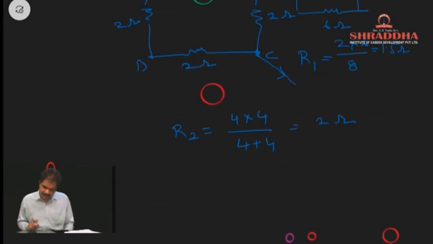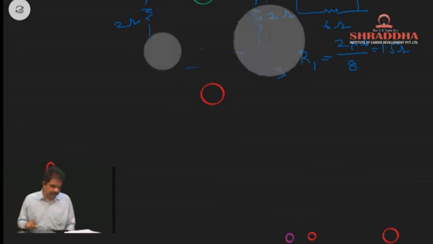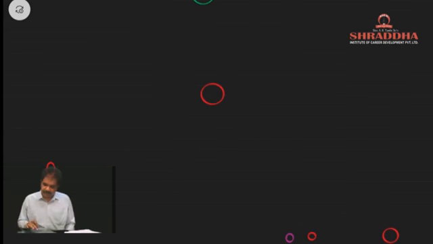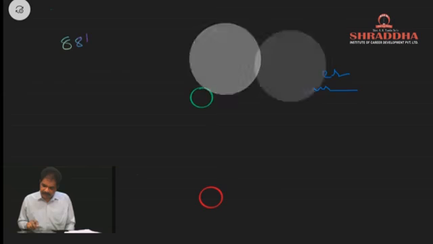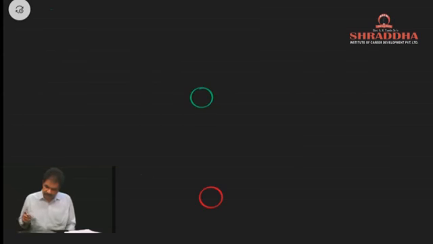They are asking what is the value of R1 by R2. R1 value we got as 1.5, R2 value 2, we can write it as 3 by 4 also. So R1 by R2 value will be 3 by 4. That is question number 28. Next we will go for 89.